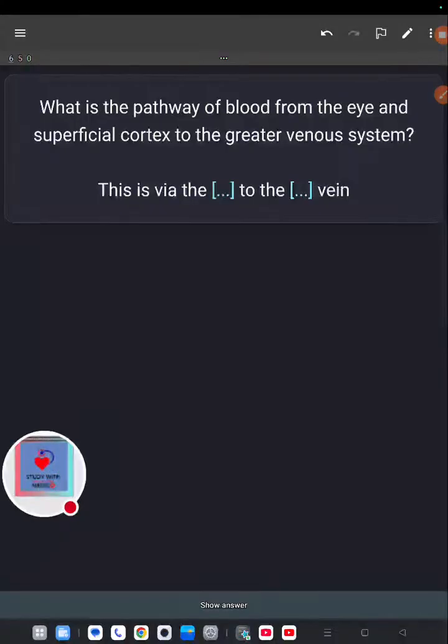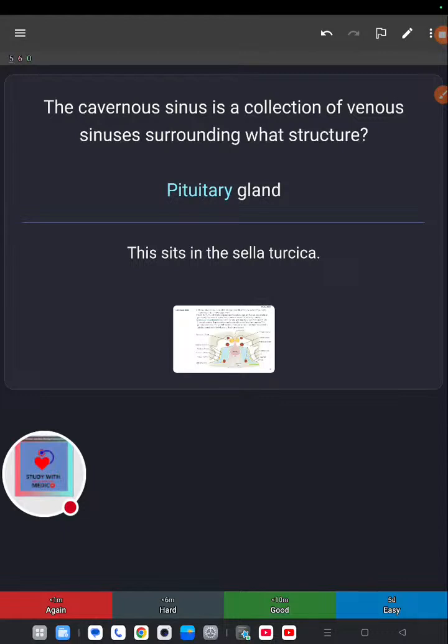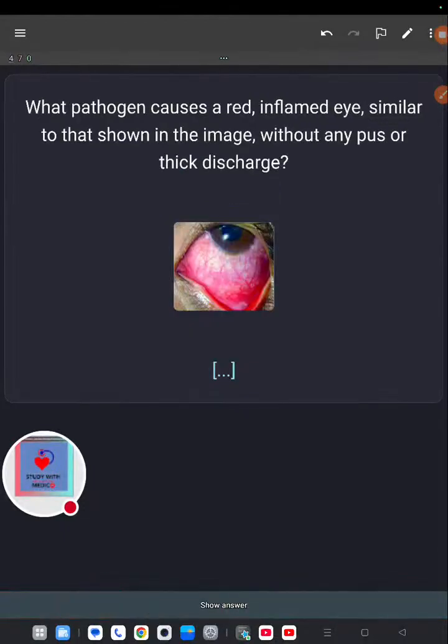This is the pathway of blood from the eye and superficial cortex to the greater venous system, via the cavernous sinus to the internal jugular vein. The cavernous sinus is a collection of venous sinuses surrounding what structure? The pituitary gland, in the sella turcica.